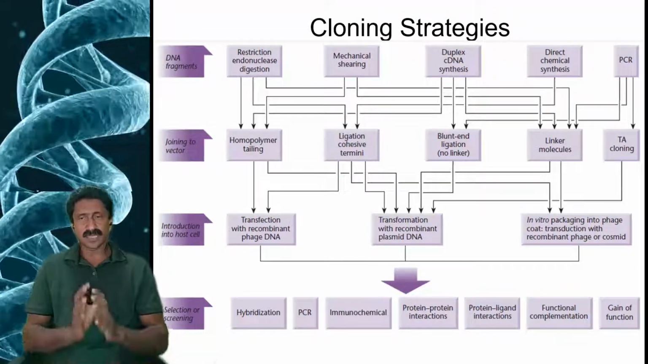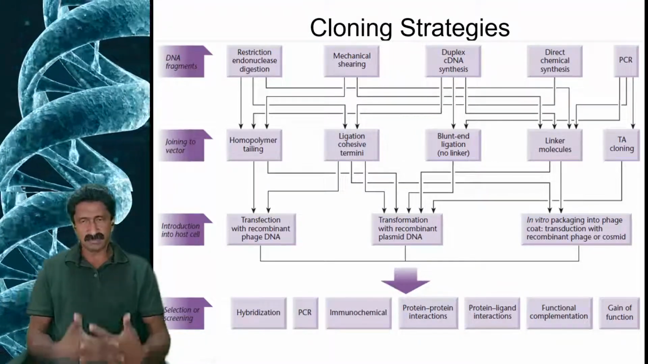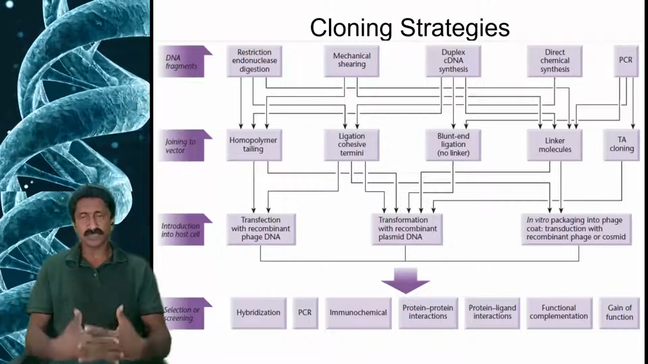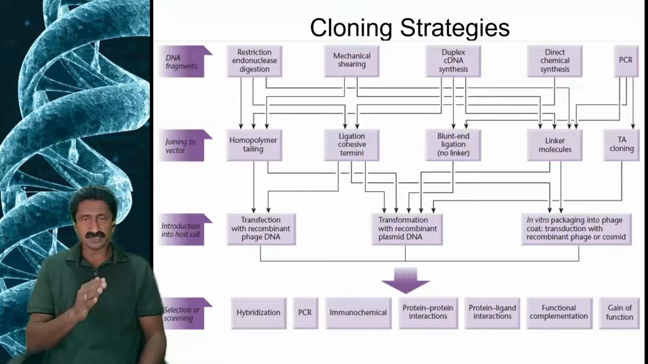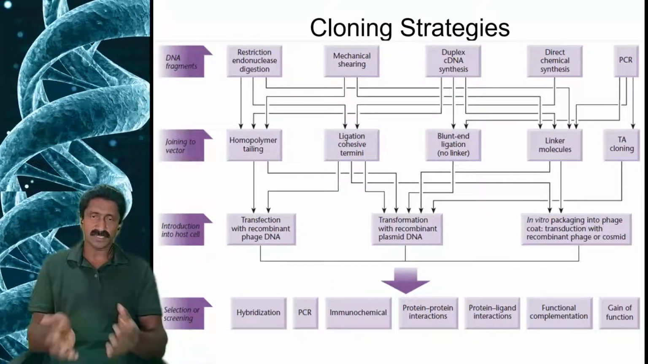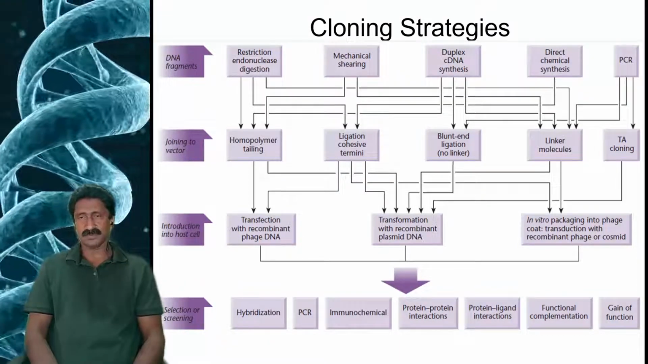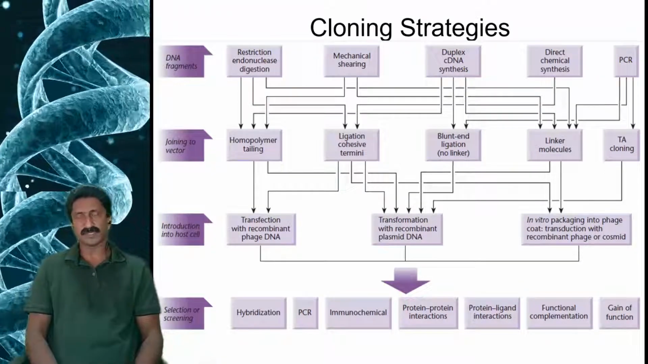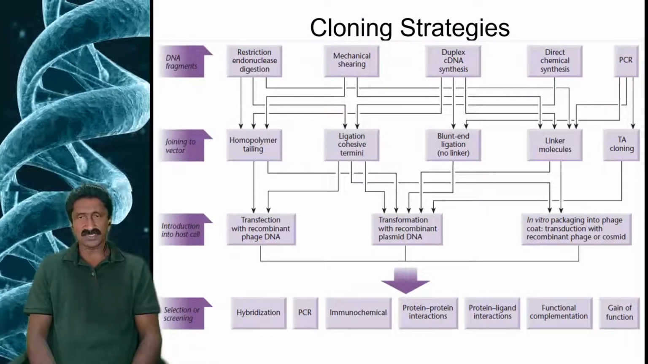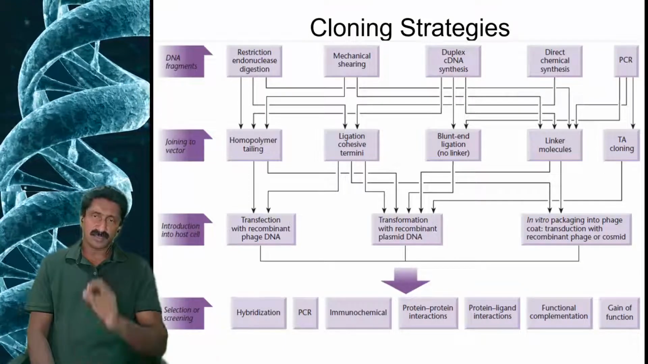So the screening and selection of the successful transformants is the final stage, which is the most important part, where unsuccessful transformants are eliminated and successful ones will be picked or handpicked, and that can be used for further use. So these are the 4 different stages that are described in the cloning process.